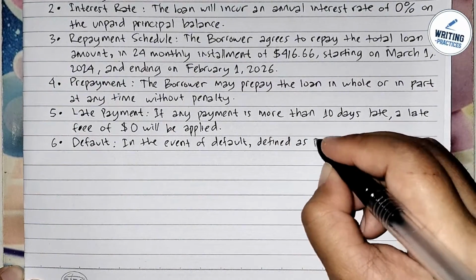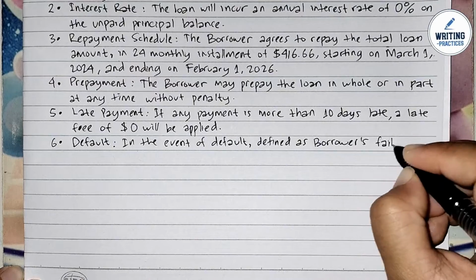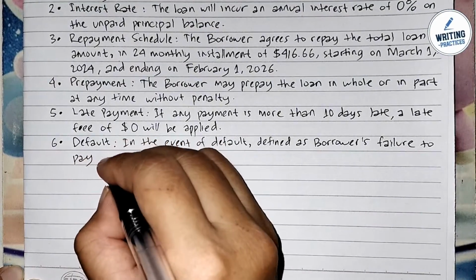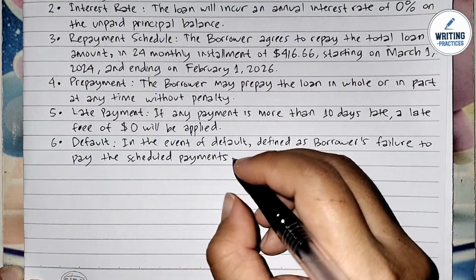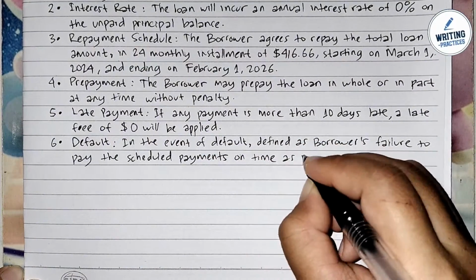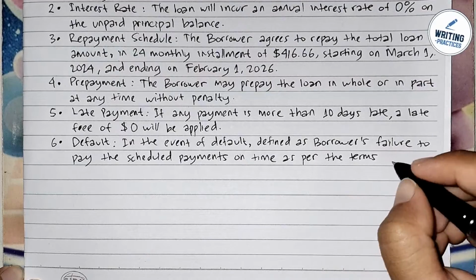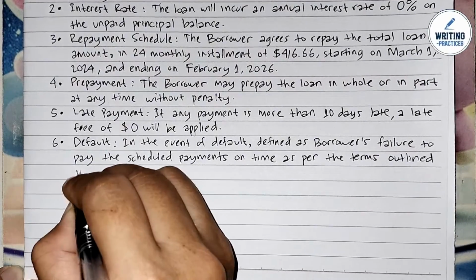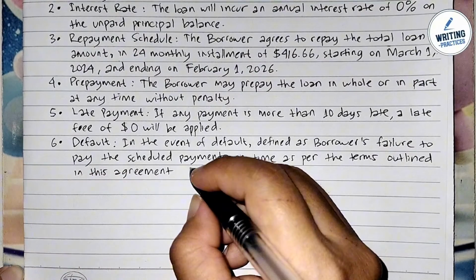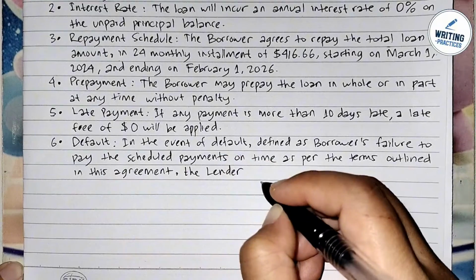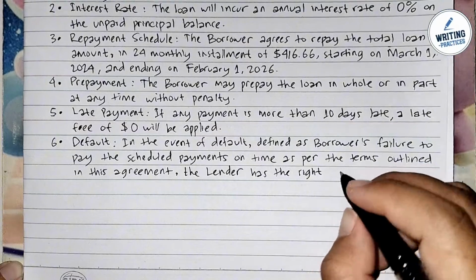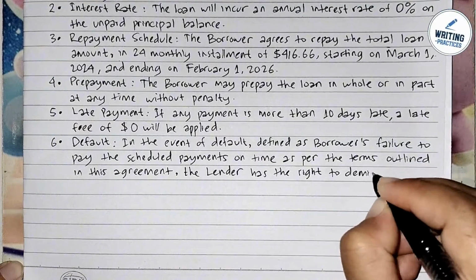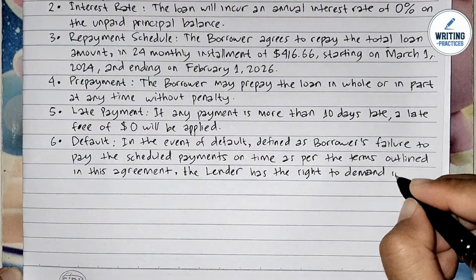Number 6. Prepayment clause. This part allows the borrower to repay the loan early without any penalties. The goal is to offer flexibility in the repayment process. And here is the example of how you write it. 6. Default. In the event of default, defined as the borrower's failure to pay the scheduled payments on time as per the terms outlined in this agreement, the lender has the right to demand immediate payment of the entire remaining loan balance and any accrued interest.